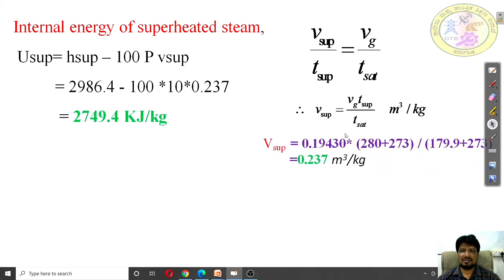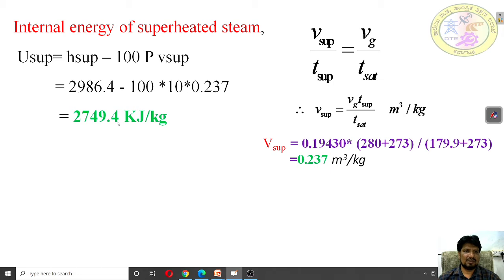Then you substitute. Vg is from the steam table, 0.19430, into T of superheated, which is given as 280 degrees centigrade, adding 273 to convert into Kelvin, divided by T of saturated, which is from the steam table, 179.9, plus 273 converted into Kelvin. After calculation you will get 0.237. So this value is written here: P is 10, V of superheated is this value.